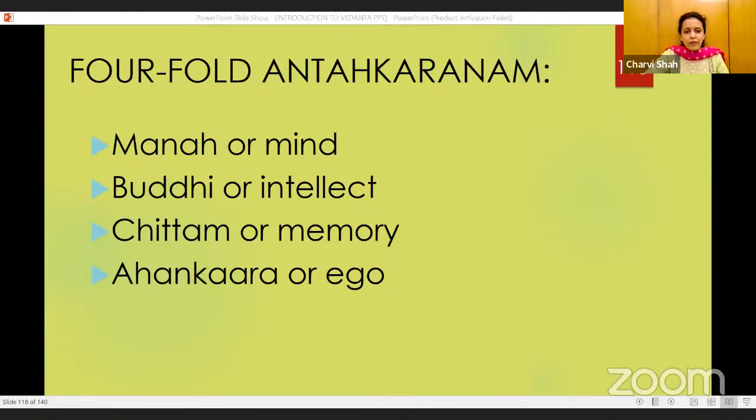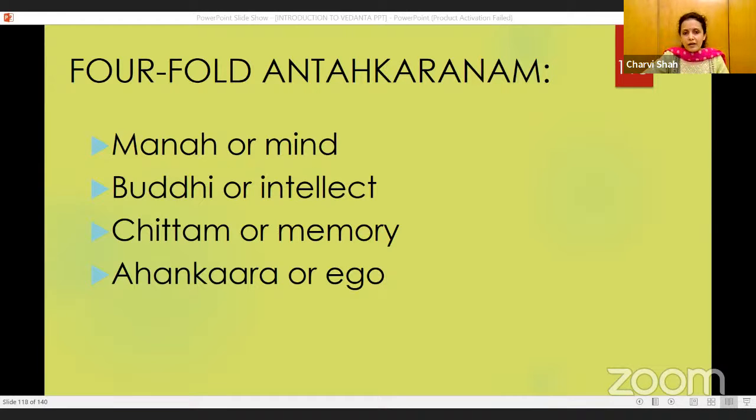So these are the 4-fold internal organs. These 4-fold internal organs, we generally, very loosely, call mana or mind. So when we loosely say my mind, it actually talks about all these 4 organs, the 4 instruments. Or we sometimes even call it Chittam, like we say Chitta Shuddhi, right? Chitta Shuddhi is the same as Antakaran Shuddhi. Or we sometimes call it Buddhi also. So we use different words for this 4-fold instrument, okay?